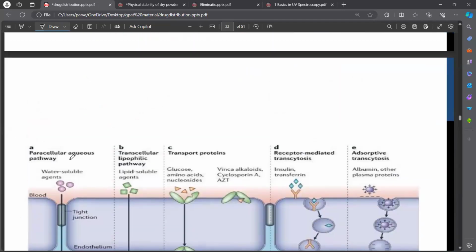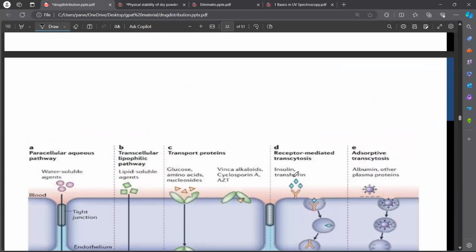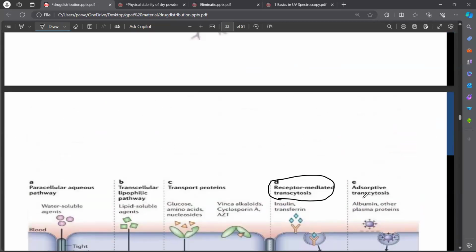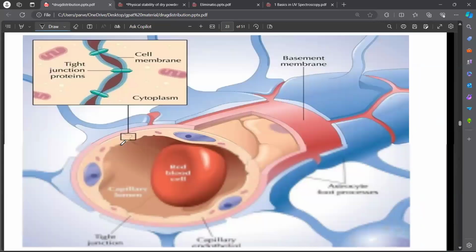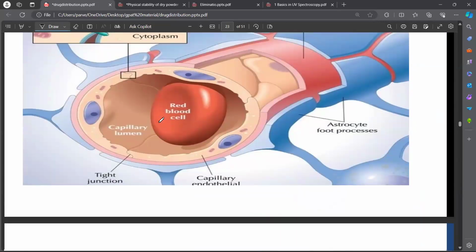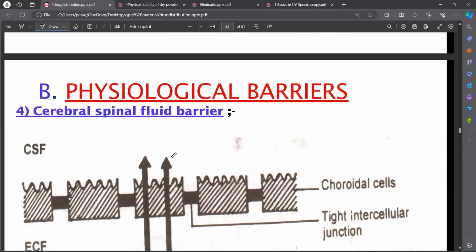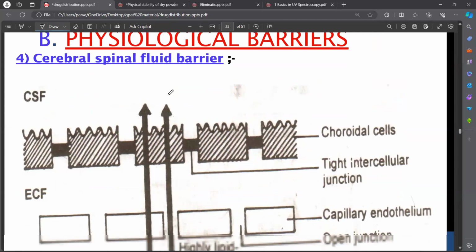So basically, these are the other pathways where insulin and transferrin are transferred by receptor mediated endocytosis. Transcytosis and adsorptive transcytosis also occur. Here transport proteins are present. So these are the different pathways. These are the tight junctions which I mentioned earlier, between neurons, endothelial cells, etc. Another barrier is the cerebrospinal fluid barrier.